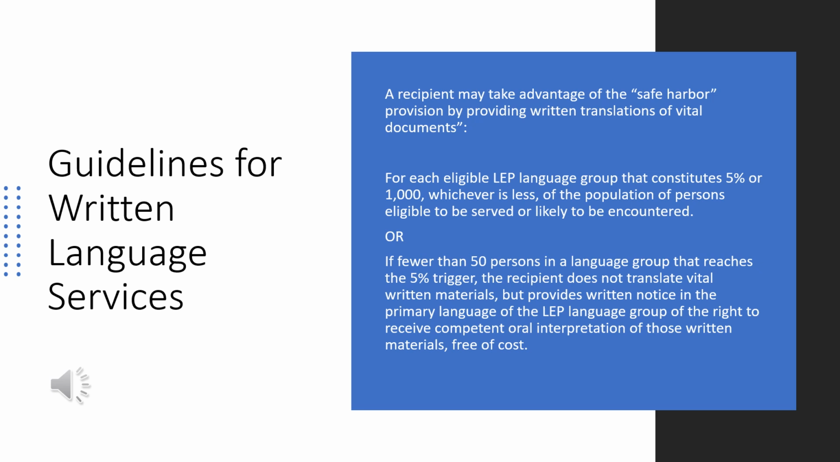A recipient can take advantage of the so-called safe harbor provision by providing written translations of vital documents in the following circumstances. For each eligible LEP language group that constitutes 5% or 1,000 persons, whichever is less, of the population of persons eligible to be served or likely to be encountered, that is, that an agency would translate vital documents in those languages, or if fewer than 50 persons in a language group reaches the 5% trigger, the recipient would not translate vital written materials, but would provide written notice in that LEP language group of the right to receive competent oral interpretation of those written materials free of cost. If a recipient does one or both of these things, it will be considered strong evidence that the recipient is complying with its limited English proficiency obligations.